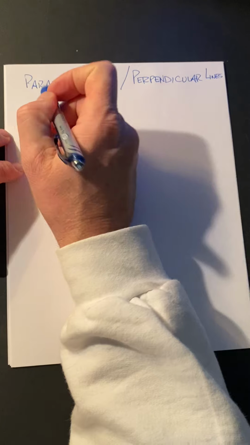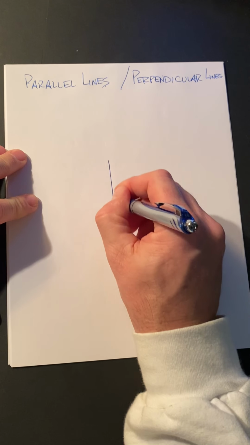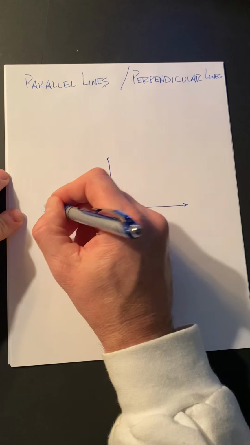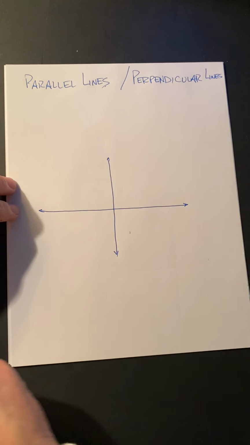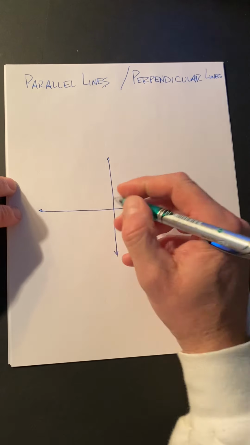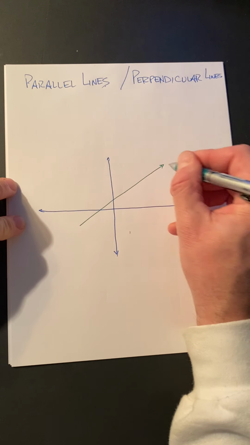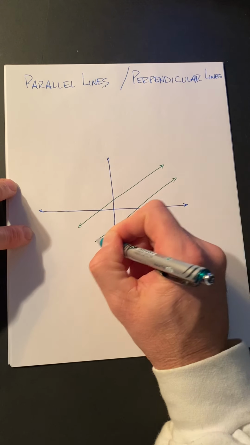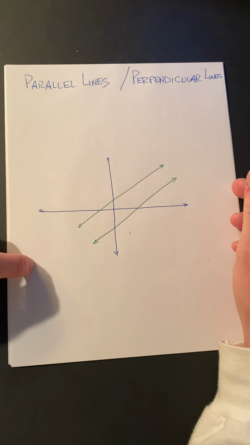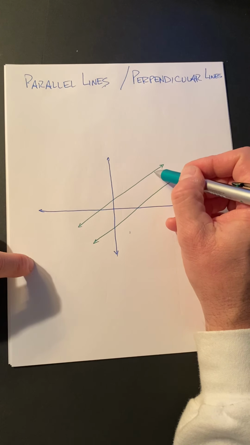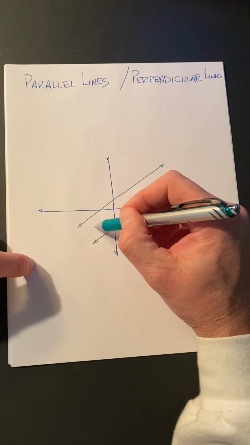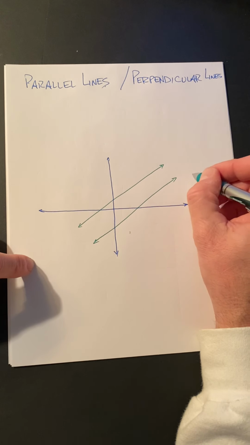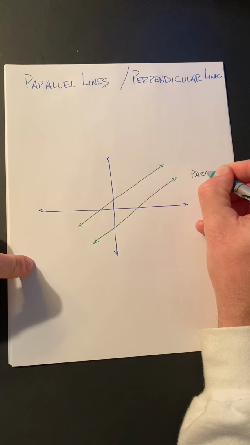When I have parallel lines, let's look at that on a graph. So I have 2 lines here, right? And they're both proceeding in the same direction at the same angle. The distance here and here is the same as the distance here and here. These lines never get closer when they're parallel, all right?